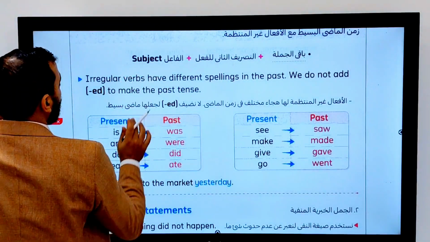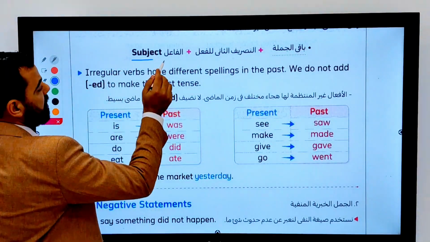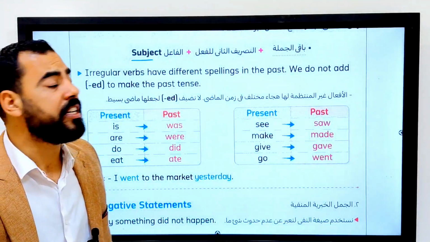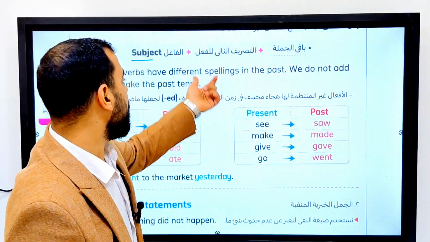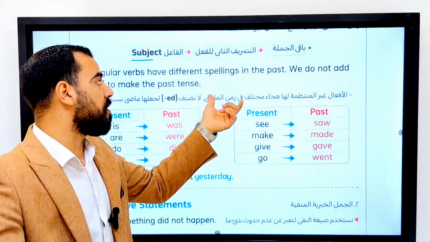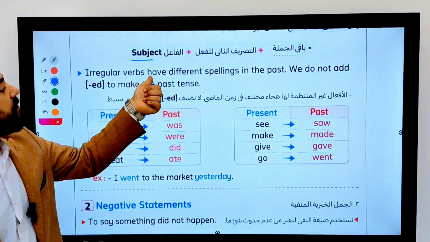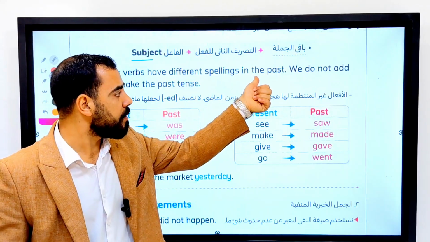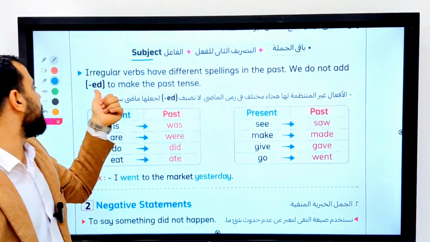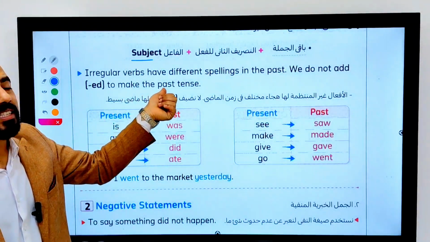We start with the subject. We have just mentioned that the subject could be I, we, you, they, plural noun, he, she, it, and singular noun. And we get the second form of the verb, or the verb in the past. Yes, irregular verbs have different spelling in the past. We don't add ed to make the past tense.